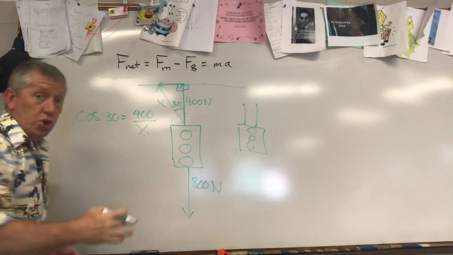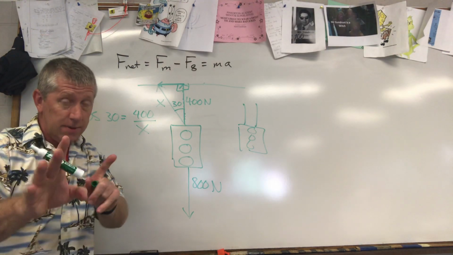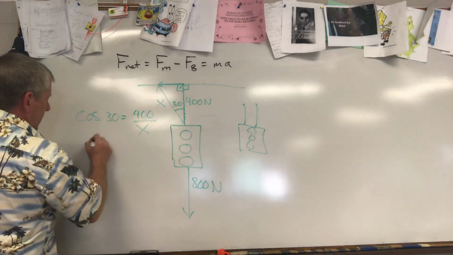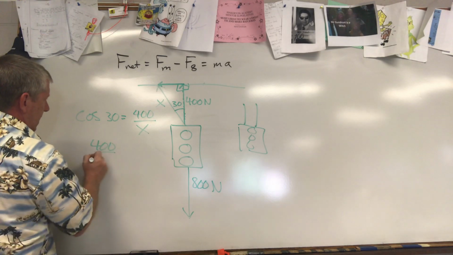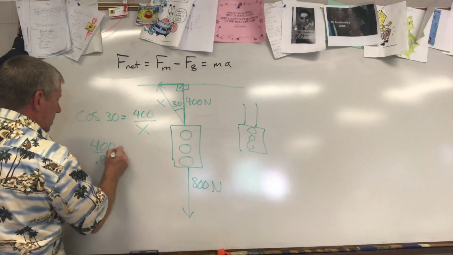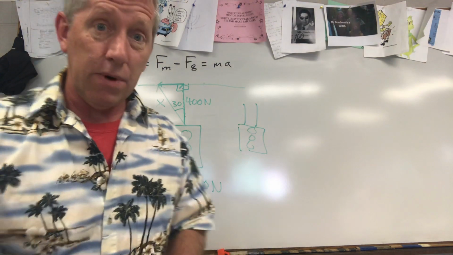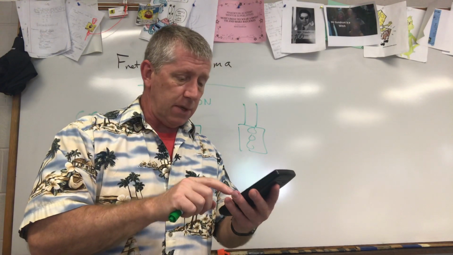So be careful here. Usually we end up finding the adjacent side and multiplying. We're not multiplying this time, we're dividing. So there's going to be 400 divided by the cosine of 30, which is 0.8660. So you go ahead and do that out and see what we get. So we get a number bigger than 400. That will make sense. We'll explain that in a second here.